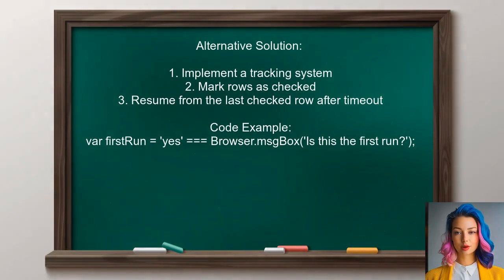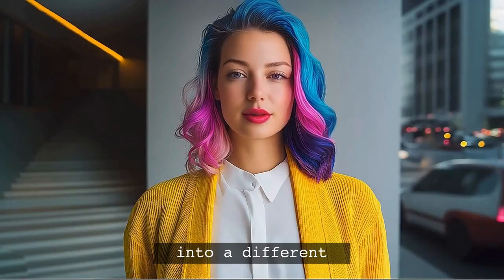If your data lacks an ID field, consider implementing a tracking system. This involves marking rows as checked and continuing from the last checked row when the script times out. This way, you can break the task into manageable parts. Now, let's dive into a different answer from another user.